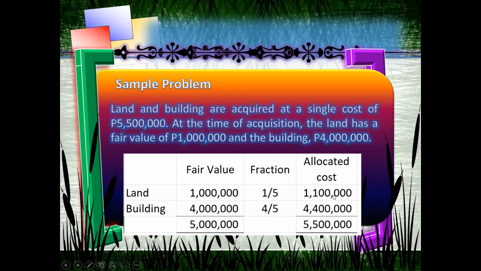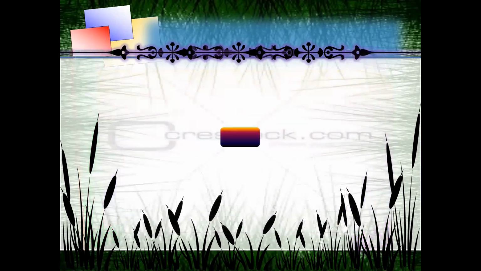So ibig sabihin, itong ating land, meron siyang allocated amount na 1.1 million. Whereas sa building, that will be 4 over 5 times 5.5 million. So meron tayong 4,400,000. So, ibig sabihin, pag mag-record tayo ng transaction na ito, magde-debit ako ng land at 1,100,000. Magde-debit ako ng building at 4.4 million and magke-credit ako ng cash na 5.5 million.